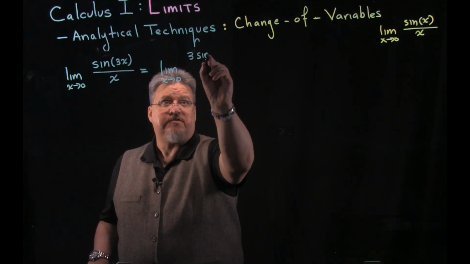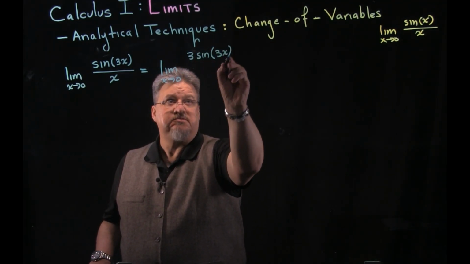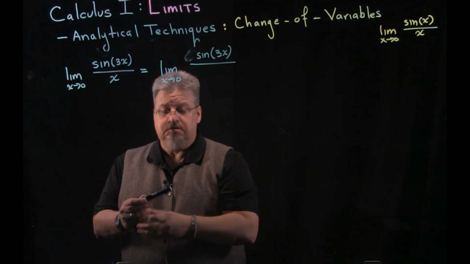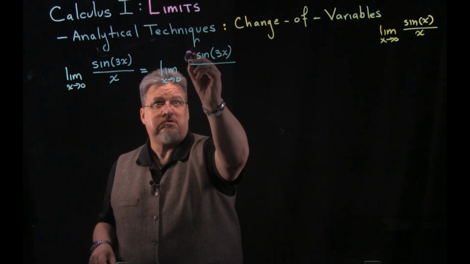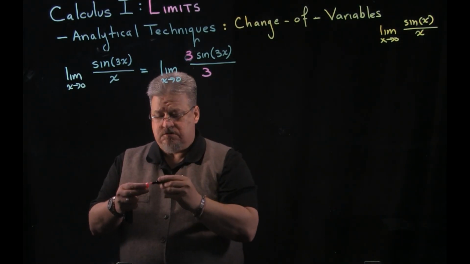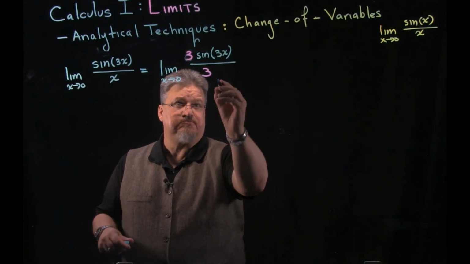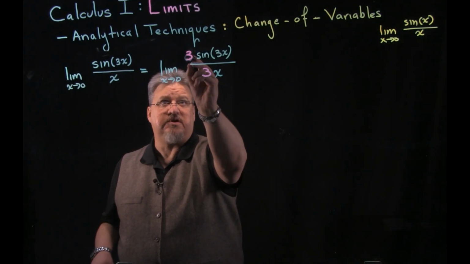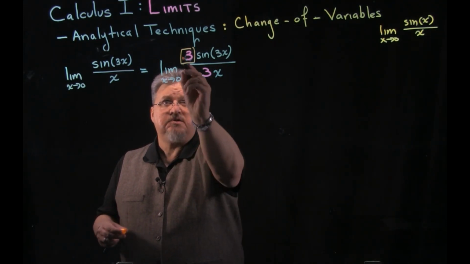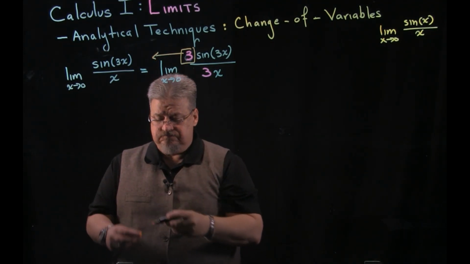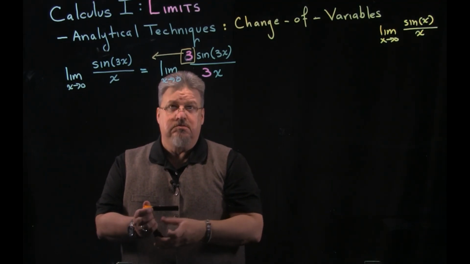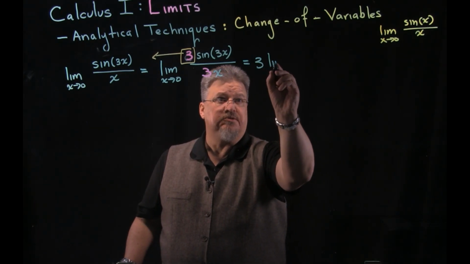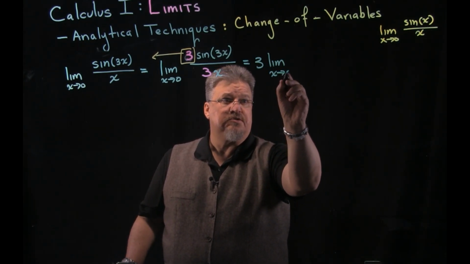By doing so, we have 3 sine 3x over 3x. Okay. Now let's bring the 3 in the numerator out. We know we can do that because it's constant. So that will go outside the limit. So this is equal to 3 times the limit as x goes to 0.